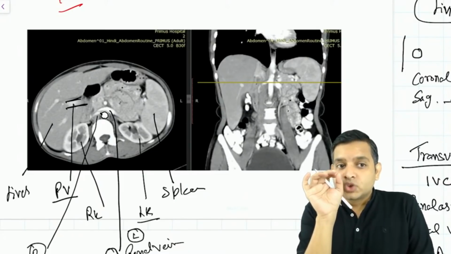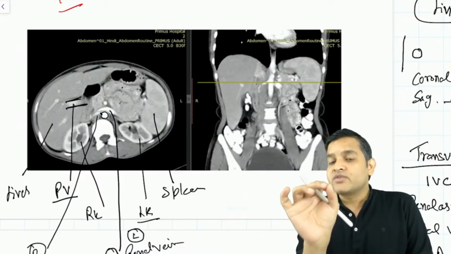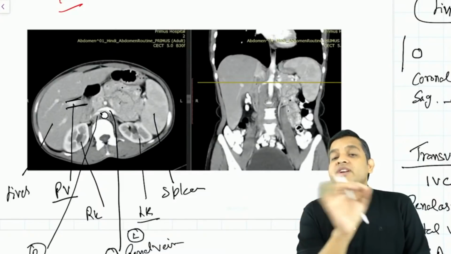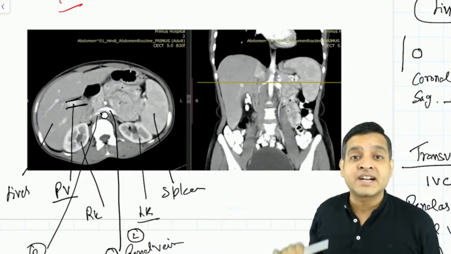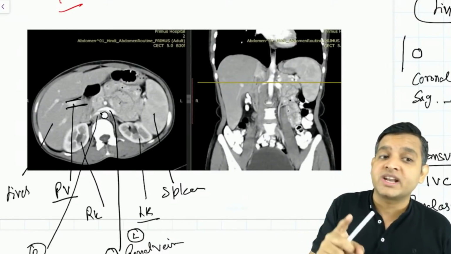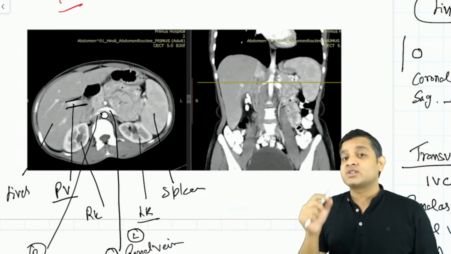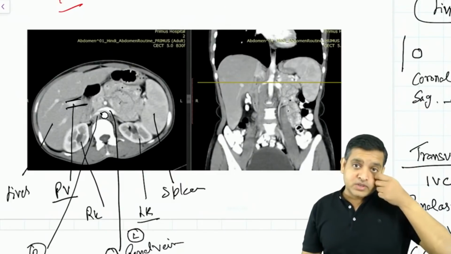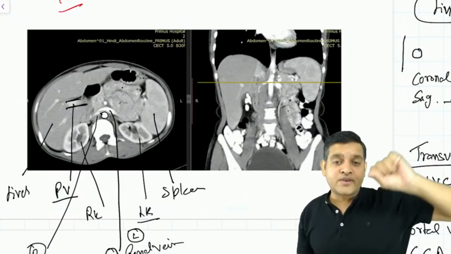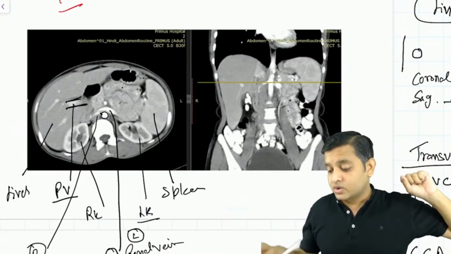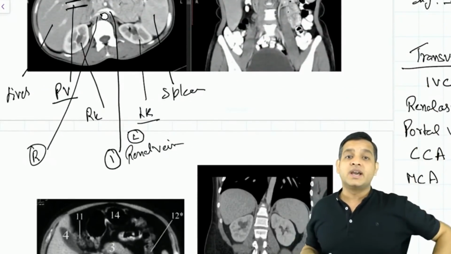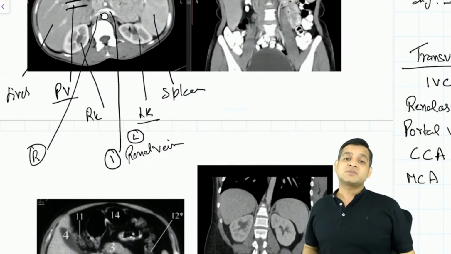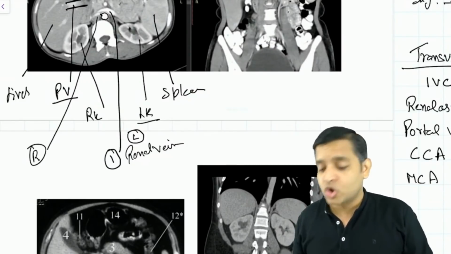The donor kidney that is chosen for the transplant is usually the left kidney, because left renal vein is longer and it is easier to harvest it. If you have to take the right kidney, you have to take a cuff of IVC, which is very challenging. So the left donor kidney is usually preferred for the transplant because the left renal vein is longer than the right.